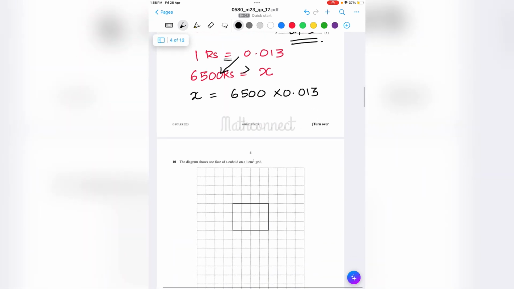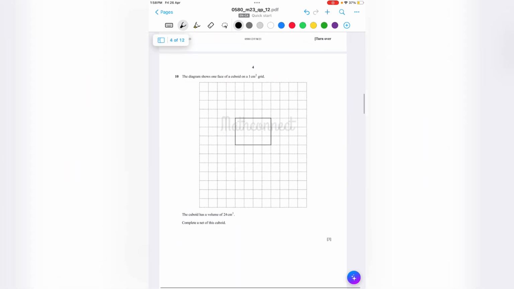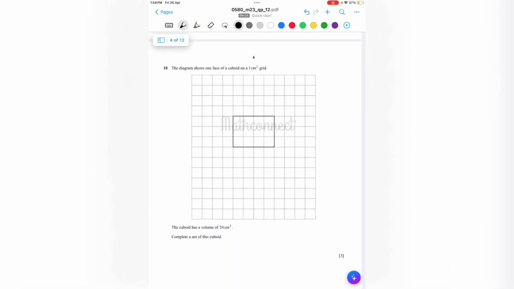Let's move on to question number 10. This is drawing the net. The diagram shows one face of a cuboid on a 1 centimeter square grid. We have the volume given. Volume is 24 centimeter cube. We have to complete the net of the cuboid. So in order to complete the net, we need the length, breadth and the height. So the length can be counted from the figure, 1, 2, 3, 4 boxes. So that's going to be 4, and the breadth is 1, 2, 3. So we have the breadth is 3.